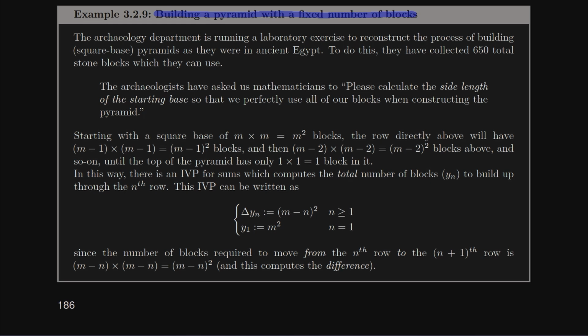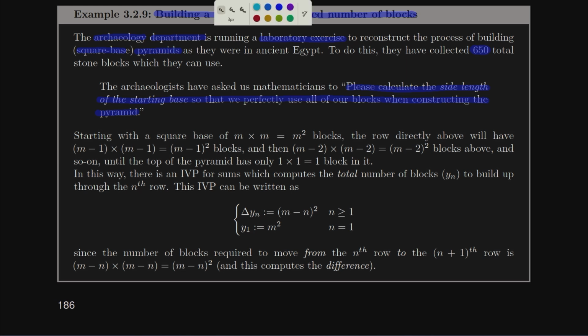So in particular, in my lovely example, we've got our archaeology department, and they're going to run a laboratory exercise to reconstruct the process of building a square base pyramid as they were built in ancient Egypt. So our archaeology department has 650 total stone blocks which they can use, and they are absolutely stumped as to the size of the base of the pyramid they should start building, because they're going to run out of energy if they get the number wrong. So they've asked us, please calculate the side length of the starting base so that we perfectly use all of the blocks when constructing the pyramid. So we have to interpret this and figure out how to construct a dynamics and then later solve the dynamics so that we can answer this question for them.